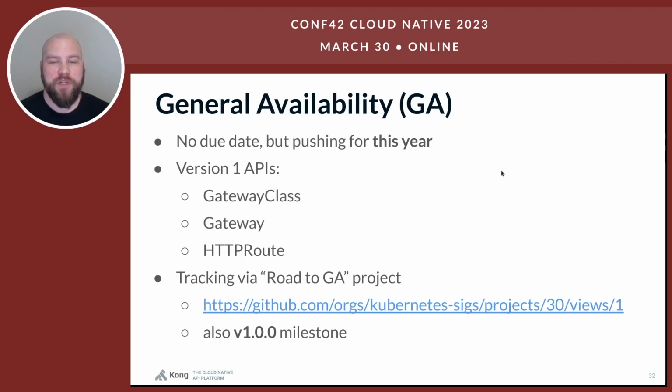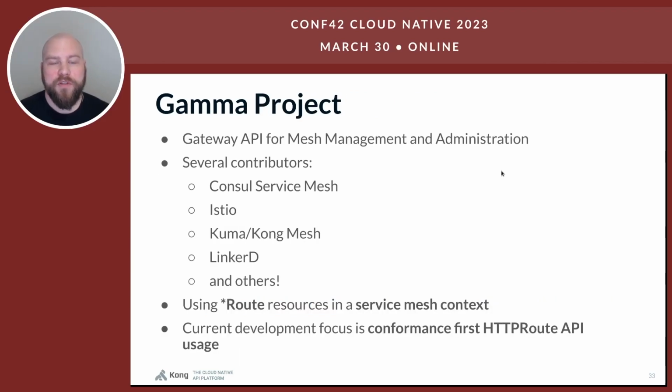If you're interested, go take a look at how things are flowing as we move towards general availability. We also have the GAMMA project, which stands for Gateway API for Mesh Management and Administration. So the idea here is that we have service meshes interested in using Gateway API resources like HTTP route in a service mesh context for east-west traffic. We have several contributors, including Consul, Istio, obviously Kuma and Kong Mesh, Linkerd. There are others. These are just the ones I got a hold of for the talk.